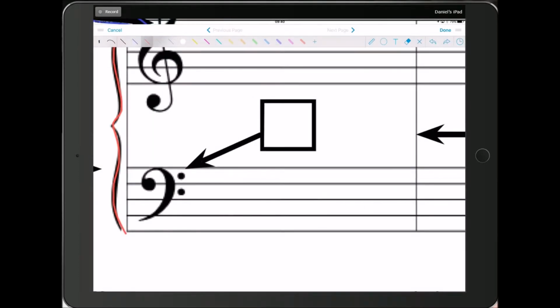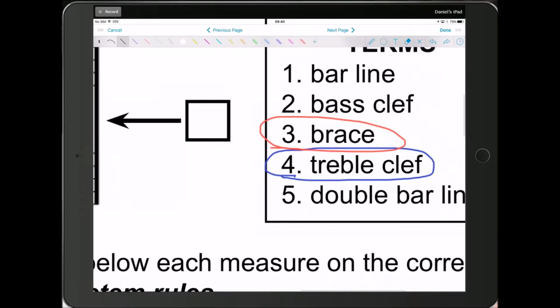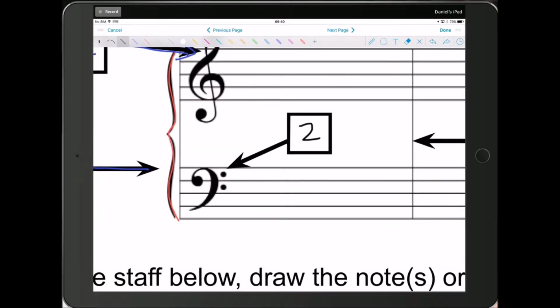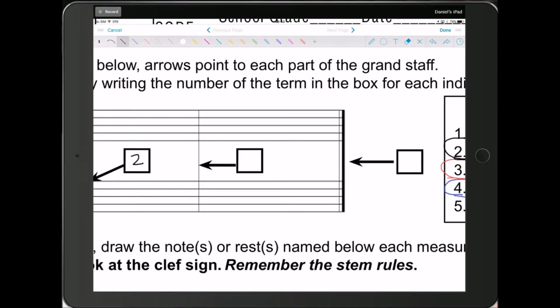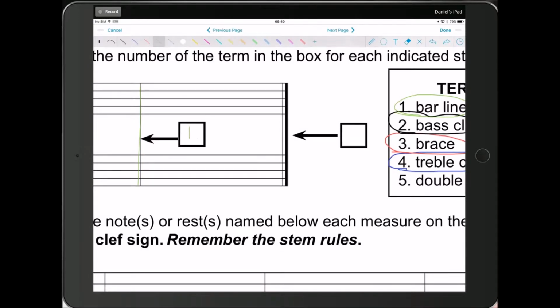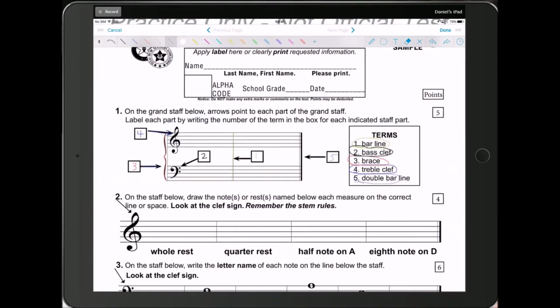This one is pointing to the bass clef, so let's take a look over here. The bass clef is number 2. So, we just write a number 2 in right here. And the next box would be pointing to a bar line right here. So, bar line is number 1, and we put a number 1 right here. And the last but not least is pointing to the double bar line. Number 5 goes right there. It's as simple as that. That's 5 points down, only 95 or 96 including the bonus question at the end to go.